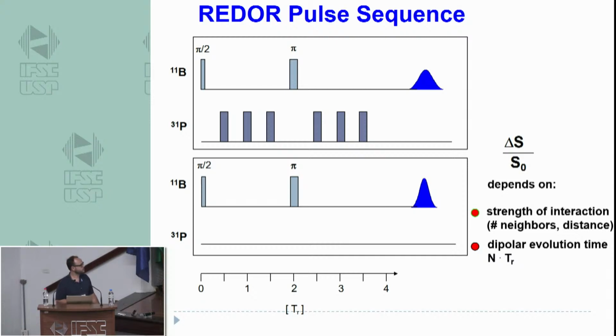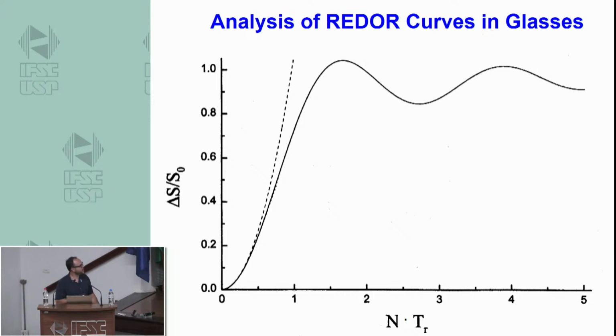And this decay here will go through the dipolar evolution time. So if we measure it over time, then we have a curve that goes like this. So we take the difference against the main signal, that's the echo signal. So a high intensity here means a large difference. So when we have a high build-up here, it means that we have a strong dipolar coupling interaction.